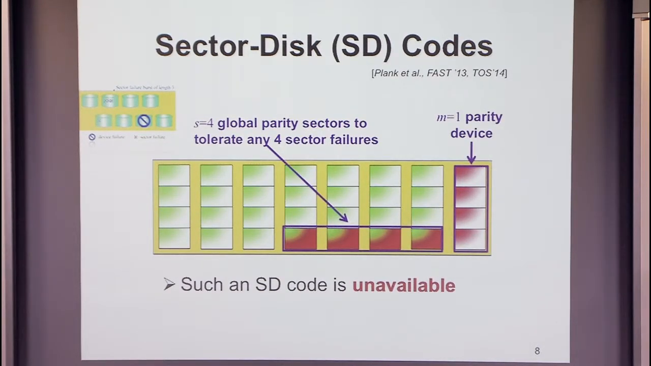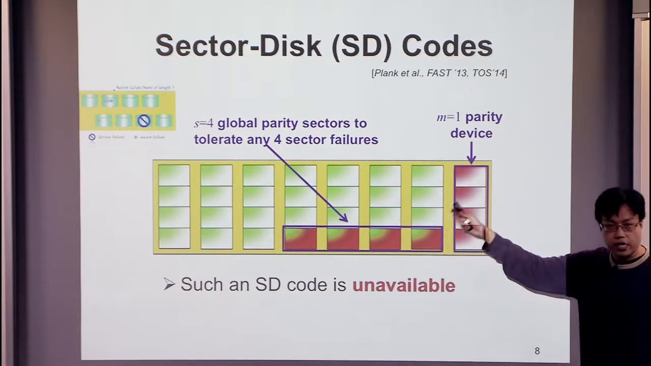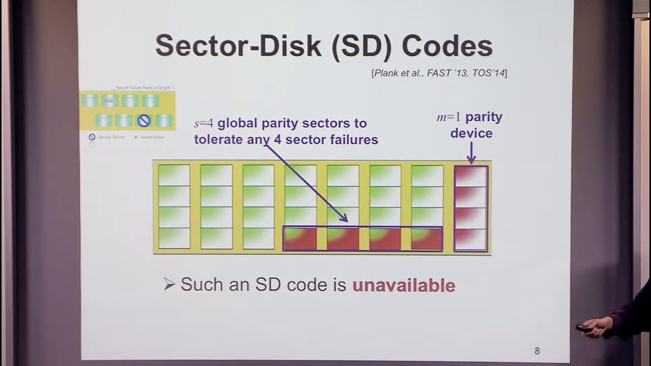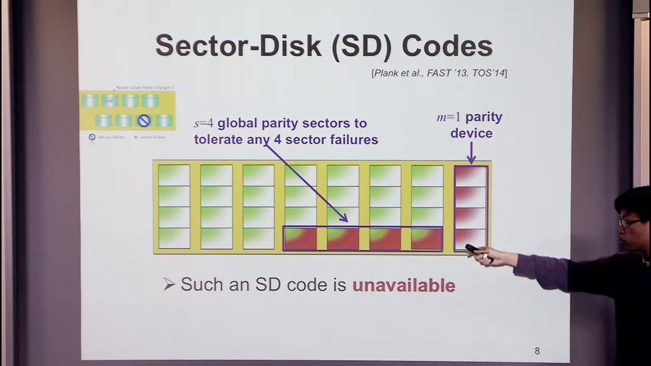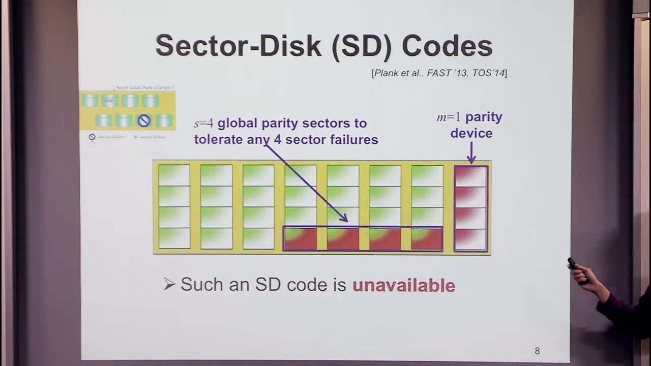Now, here come two issues. The first issue is, why is it not available? Maybe you just simply take all these green sectors as the data symbols and use an MDS code to construct the remaining red symbols as the parity symbols. Then in this case, it's an MDS code.